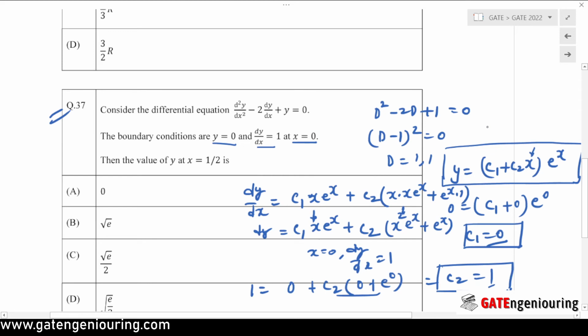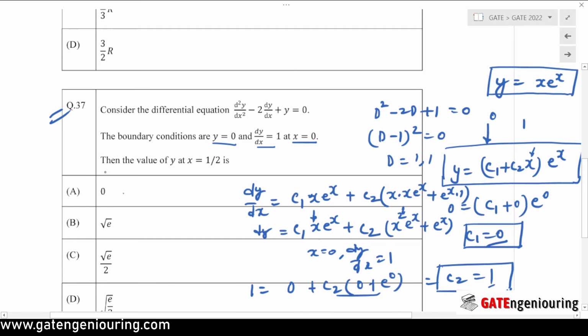So the equation of this line is y is equal to, this is 0, this is 1, so y is equal to x into e power x. So this is the final equation after applying the boundary conditions.